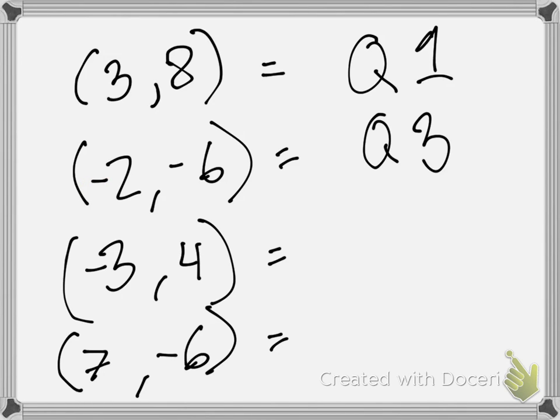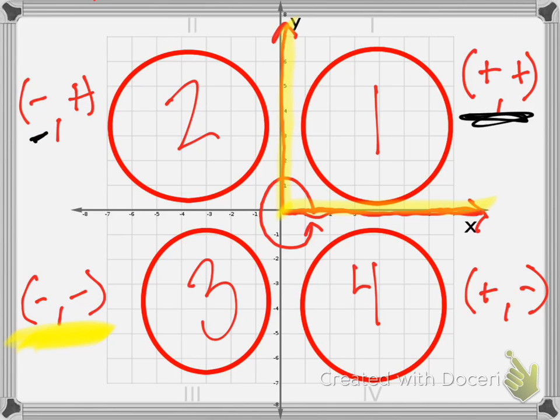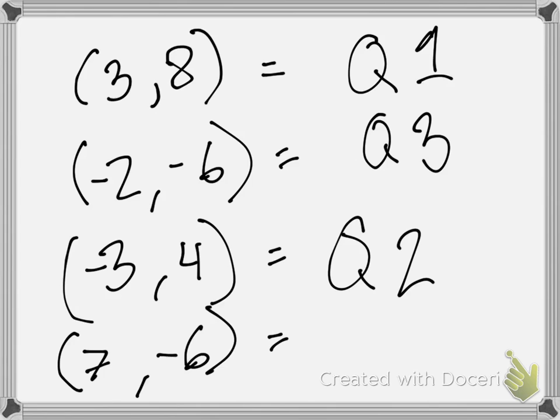What about the next one? -3, 4. Hold up your fingers. What do you think? So we only have 2 quadrants left. Let's pick a guess. And you are correct. It is quadrant 2. When our x is negative first, it's quadrant 2. And then as such, this last one is quadrant 4.